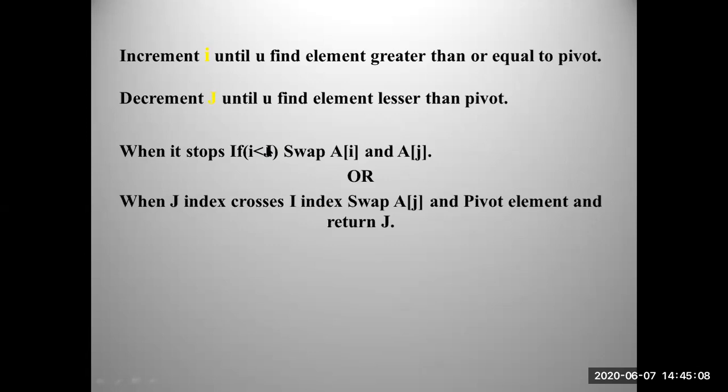Partition means you're swapping the J index with your pivot element. The element at the J position is swapped with the pivot, so the pivot element will be placed at the right position. After doing that, it is called recursively. So this is exactly how your quicksort will go. Hope you're clear with this.